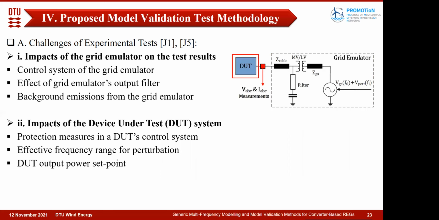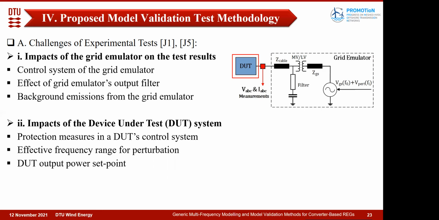For example, one of the observations is that the control system of the device under test can include other measures, like protection measures, in that account. So we cannot just perform any perturbation to observe the steady state operation of the DUT. So the perturbation should be limited.